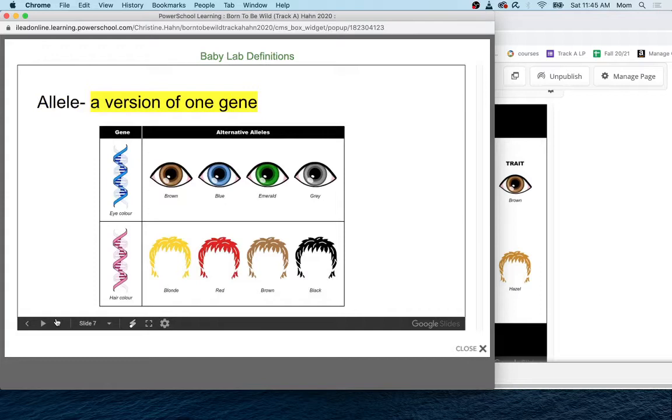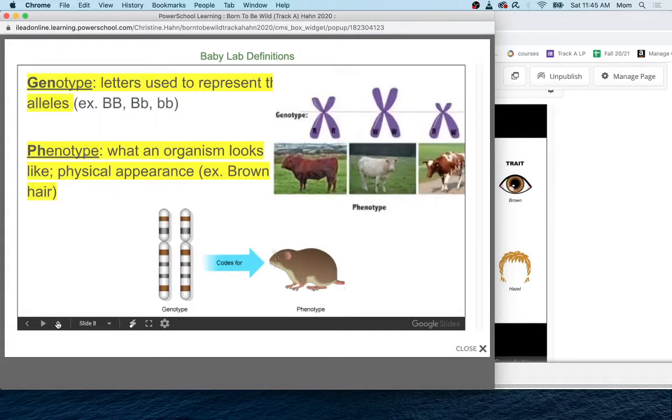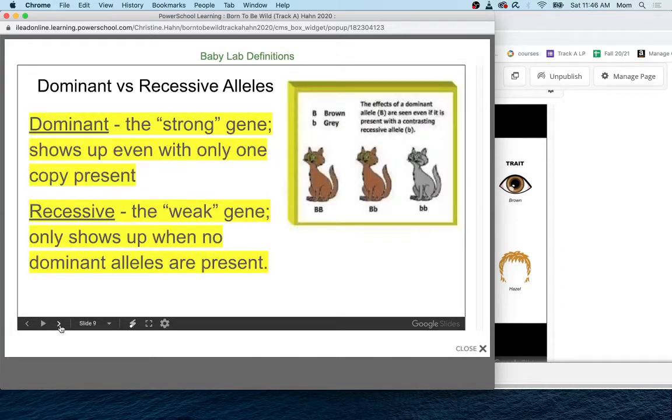Again, an allele is just a version of a gene. When we write the alleles, so if I write a big B and a big B, or a big B and a little b, those letters represent my genotype. If I talk about my actual physical appearance, that I have brown hair or brown eyes, that's my phenotype. Phenotype sounds like physical with the PH. So phenotype is your physical appearance, and genotype looks like genes, which are your alleles. That's how you're going to remember those two words.